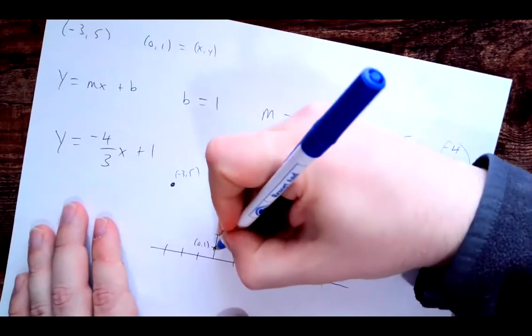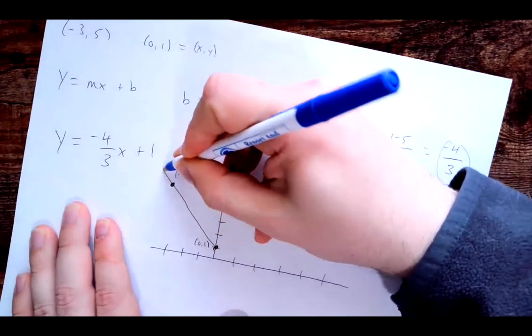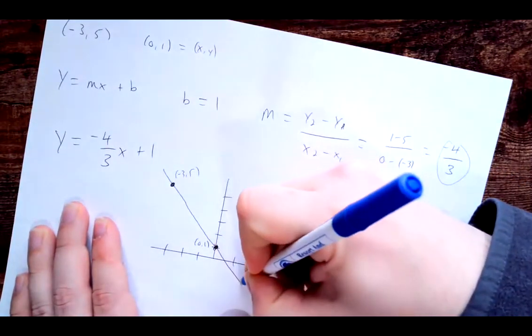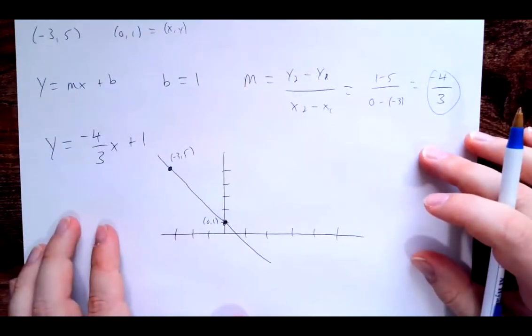So if I just connect those dots and extend through, then that gives me a graph of the line.